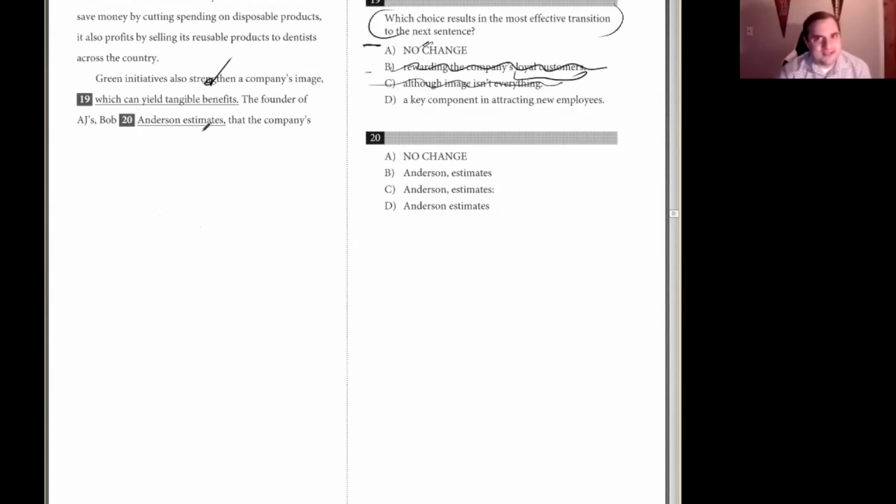The reason it's not how it works here is, normally you would never do comma Bob Anderson comma, because Bob Anderson is the person, and he is the one who is in fact doing the estimating. But unless you make the name an interrupting clause, the phrase the founder of AJ's is doing absolutely nothing. It's structured incredibly poorly otherwise. So you must have the comma there to fix the train wreck they made in the first half of the sentence. An English teacher might start talking to you about restrictive clauses, but I'm an SAT tutor. So the answer to this one is A.